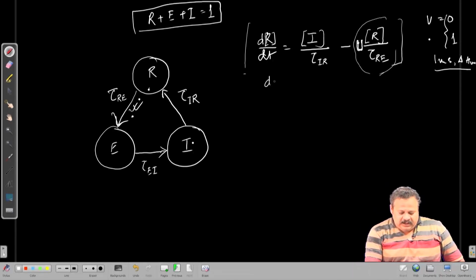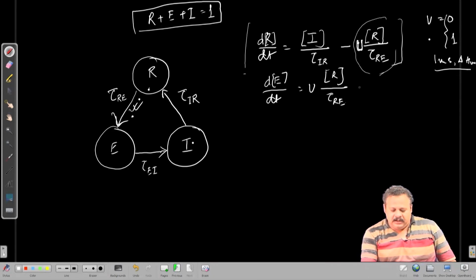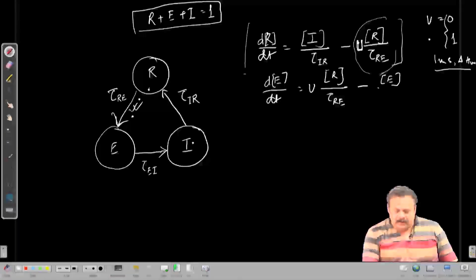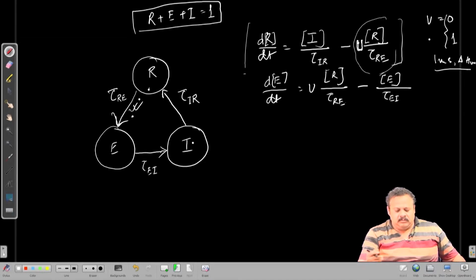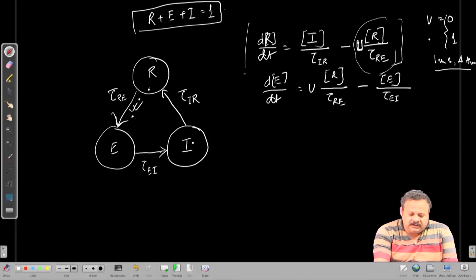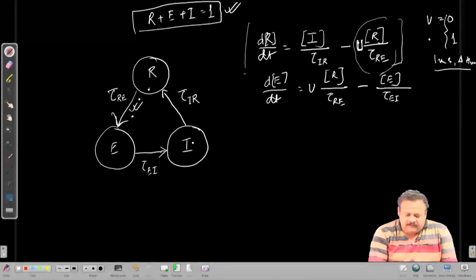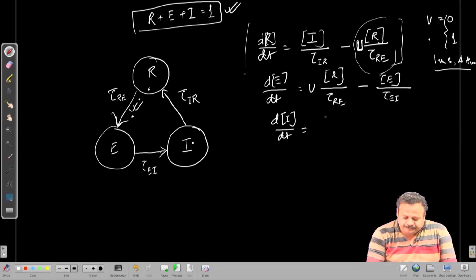So, now if I have dE/dt, that is basically being increased due to the flow from the spiking, that is U times R by tau R E, and is being reduced due to the flow from E to I, and that is basically the concentration of E divided by tau E I. So, all are first order kinetics, and using this equation we can also write from the diagram itself, that is dI/dt is simply increasing due to E by tau E I, and it is reducing due to the I itself going to R, that is tau I R.